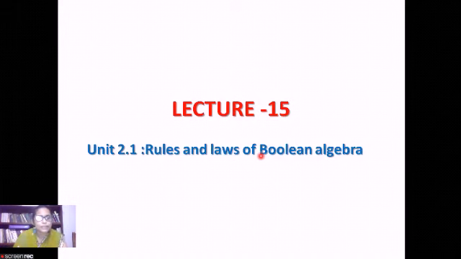Now, here in this lecture, we will see the other aspects of Boolean algebra. That is how we will be using the De Morgan's theorem, that is De Morganization. That is a very important thing in the case of Boolean algebra. Now, let us start lecture number 15.